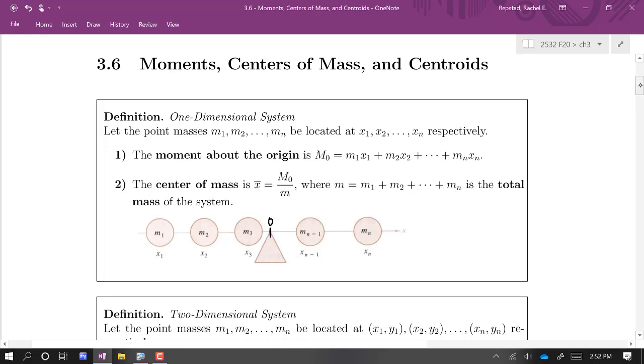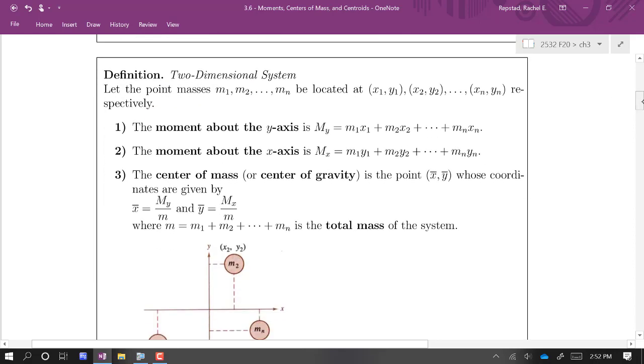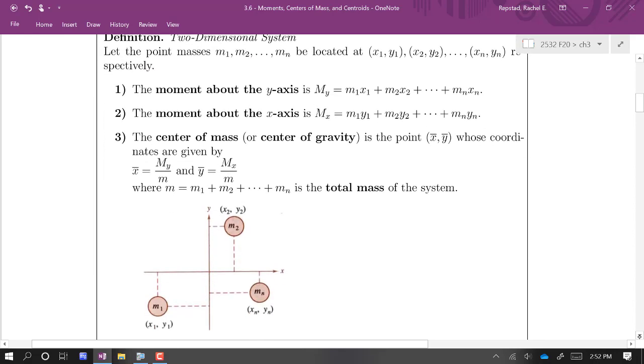So now consider a two-dimensional system. And again, we're looking at isolated masses. In this case, we've got M1 at this position here, X1, Y1, and M2 is up here, and Mn is down here in the fourth quadrant. In order to find the center of mass, we need to find the x-coordinate and y-coordinate for the center of mass. So we're going to find two moments.